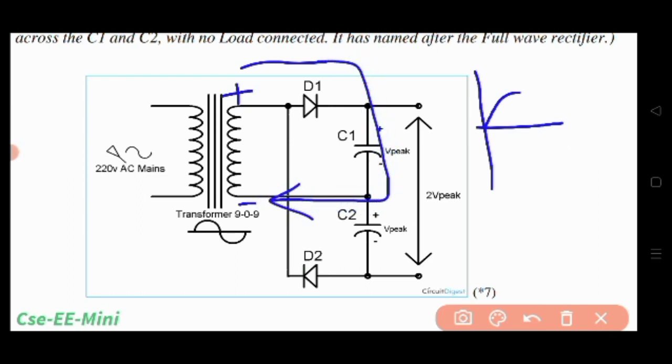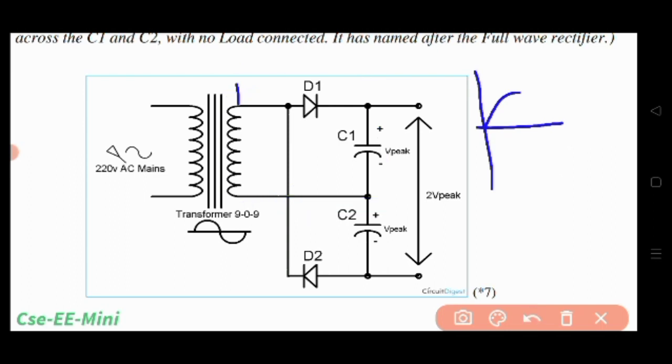Note that it will not go through the C2 direction from here to here, because C2 is initially discharged and D2 is also there, so there may be some sort of resistance, so it may not go there, and it will choose the shortest path to complete its circuit. So it goes to the D1 and then moves through this direction as I have shown. So in this way C1 gets charged to V peak.